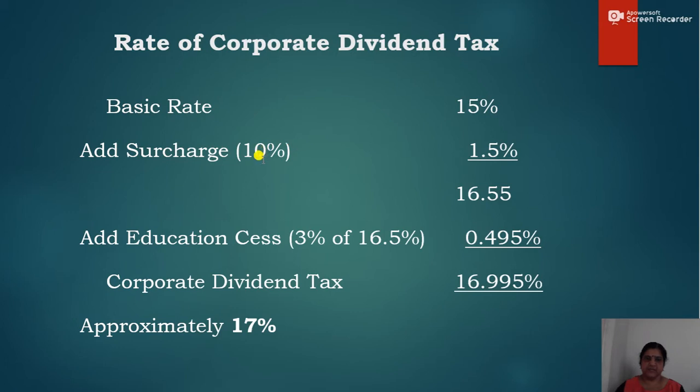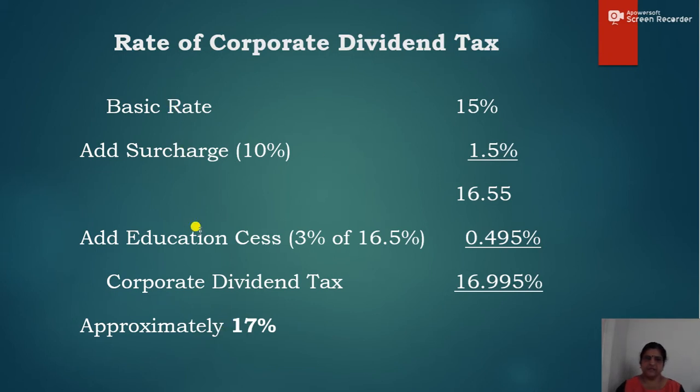Now when the surcharge of 10% on the 15% is added, that is 1.5%. So we will add 1.5% to the basic rate. Then the total comes to 16.5%. Then add education cess, that is 3% of 16.5, which comes to 0.495%. Then the total is 16.5 plus the education cess 0.495. The total corporate dividend tax comes to 16.995, which is rounded to 17%.